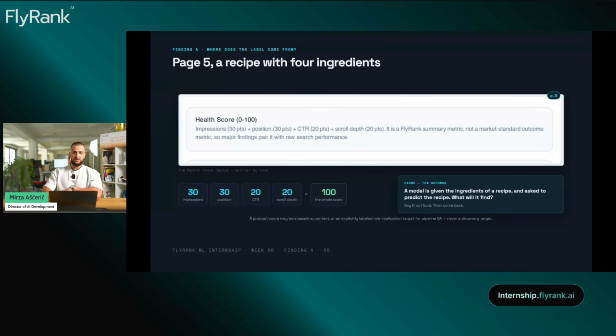And the page itself says this is a FlyRank summary score and not a regular market score. You know about this kind of number from week 4, I think. A product score comes from a set of rules. It might be a starting point or used to check our work. It is not something we are trying to discover. This is why the health score is not in your project plans.